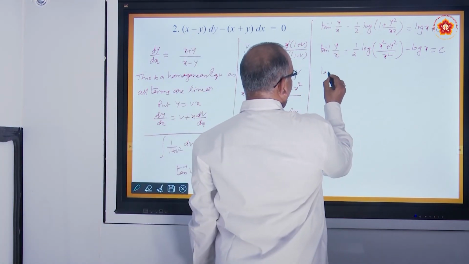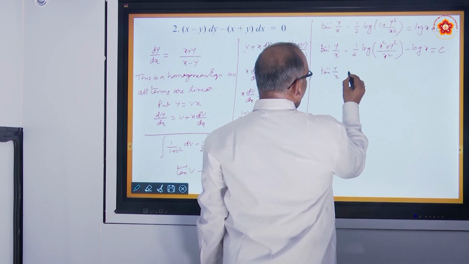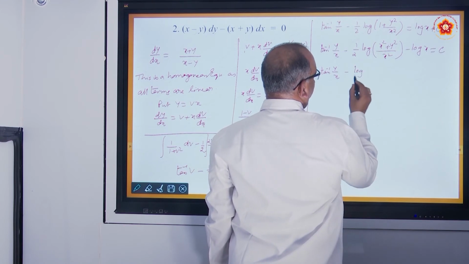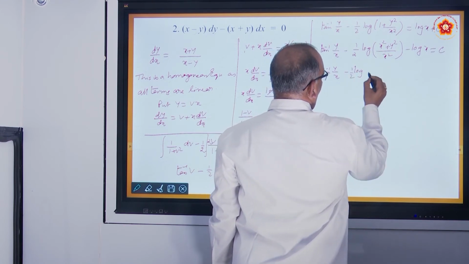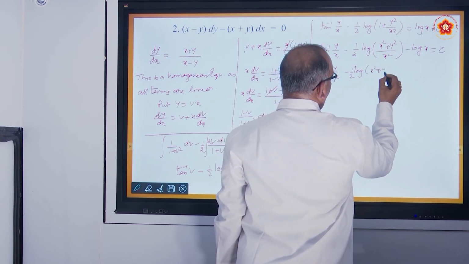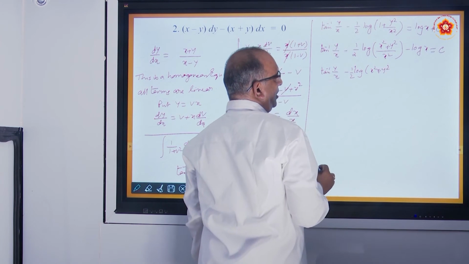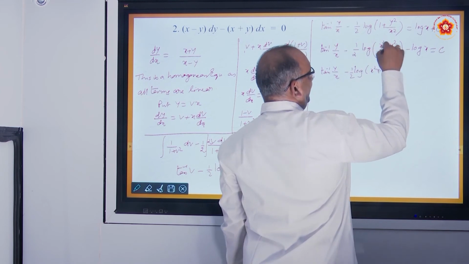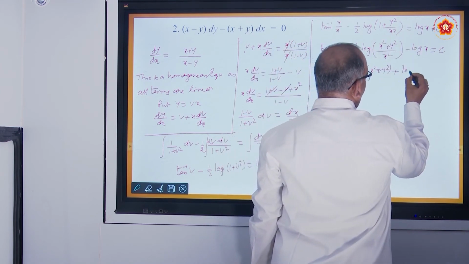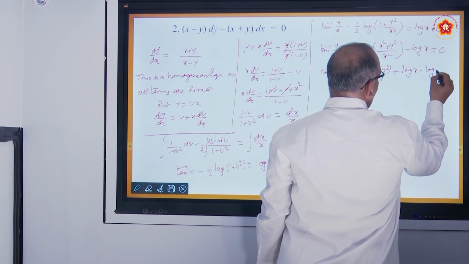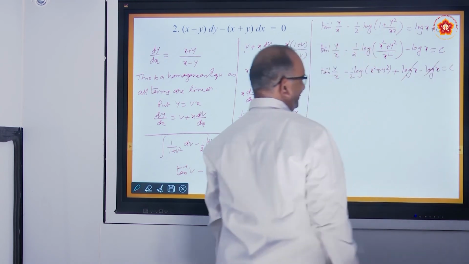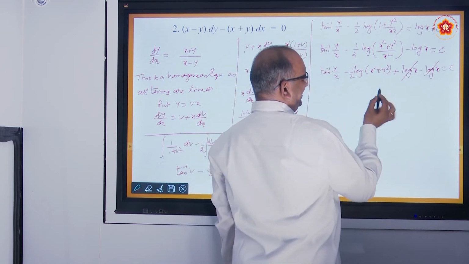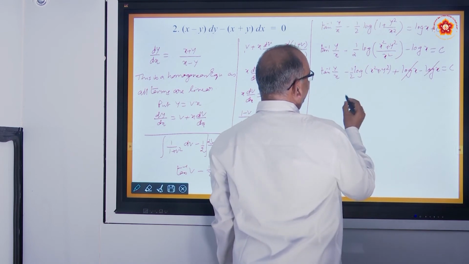This can be written as tan inverse y by x. This 1 by 2 can be written as minus 1 by 2 log x square plus y square. And when you do log x square with minus sign, minus of minus, it will become plus, and 1 by 2 and x square will get cancelled. It will become log x minus log x equal to c. These two will get cancelled. Okay. So this can be written as it is also, or it can be taken to that side. Both are correct.